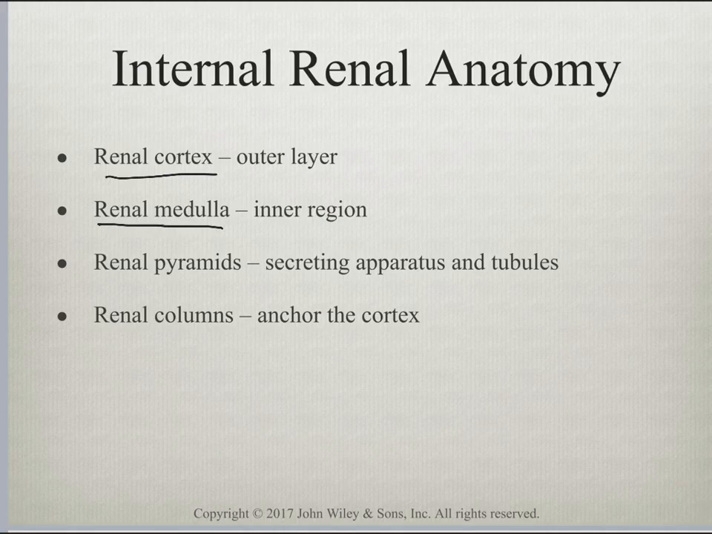We're going to have renal pyramids. This is going to group together to form the renal medulla. It's going to be our secreting apparatus, and this is where we're going to find our tubules, right? This functional unit, the nephron of our kidneys. We're going to have extensions of the renal cortex that go in between the renal pyramids. They're called the renal columns, and they're going to help anchor that cortex in place.